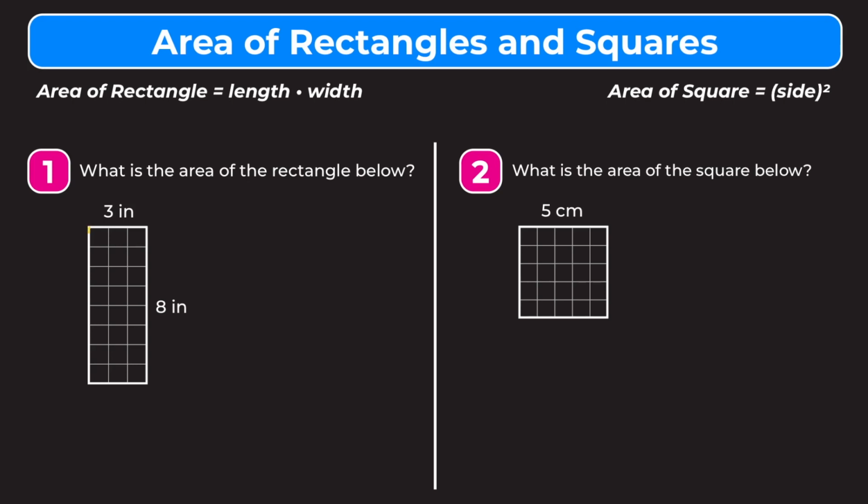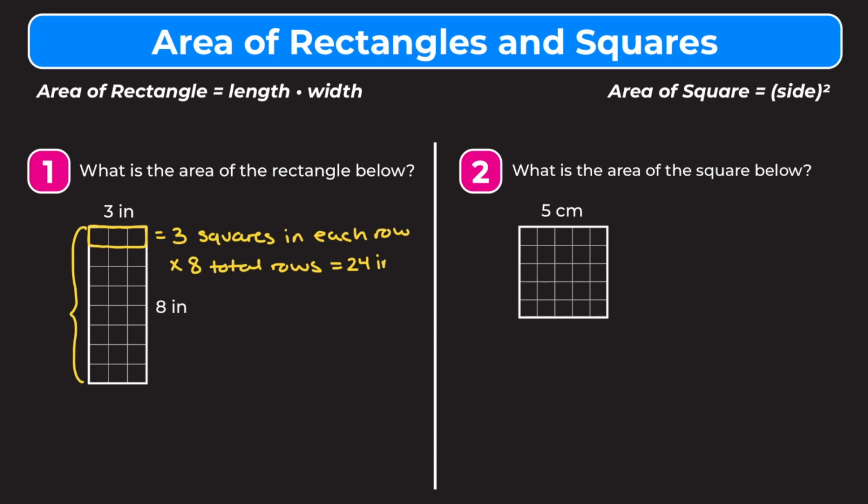So if I ask you guys, how do you figure out how many squares make up this rectangle? You may be able to tell that we have 3 squares in each row. And we're going to have a total of 8 rows, right? So I'm going to write 3 squares in each row. And I know that we have a total of 8 rows of squares. So to find the total number of squares, I can just multiply that by 8 total rows. And if I multiply 3 by 8, I'm going to get a total of 24 squares. So the area of our shape is 24, and our units are always in units squared. So 24 inches squared.